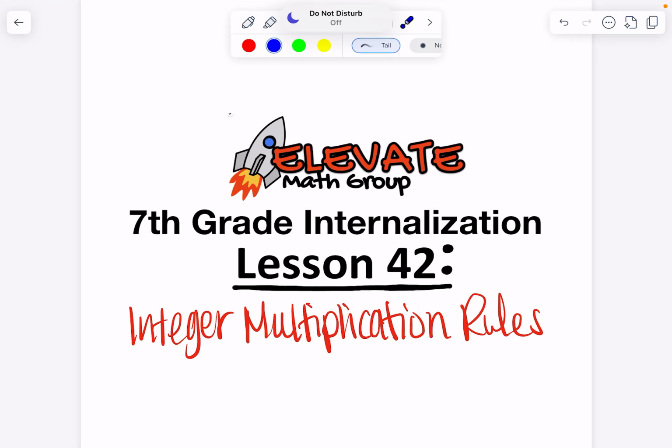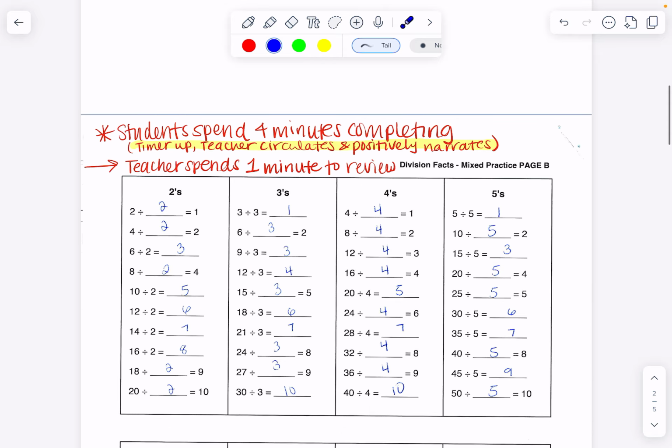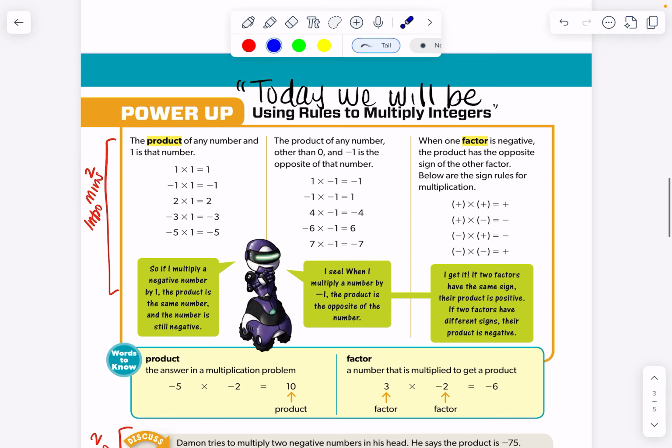Hi everyone. In our 7th grade Elevate group today, we are learning about integer multiplication rules. In this lesson, there are 3 of them that we need to highlight. The first rule is that any number multiplied by 1 will result in the product of the original number, right? So 2 times 1 is 2. Negative 3 times 1 is negative 3.